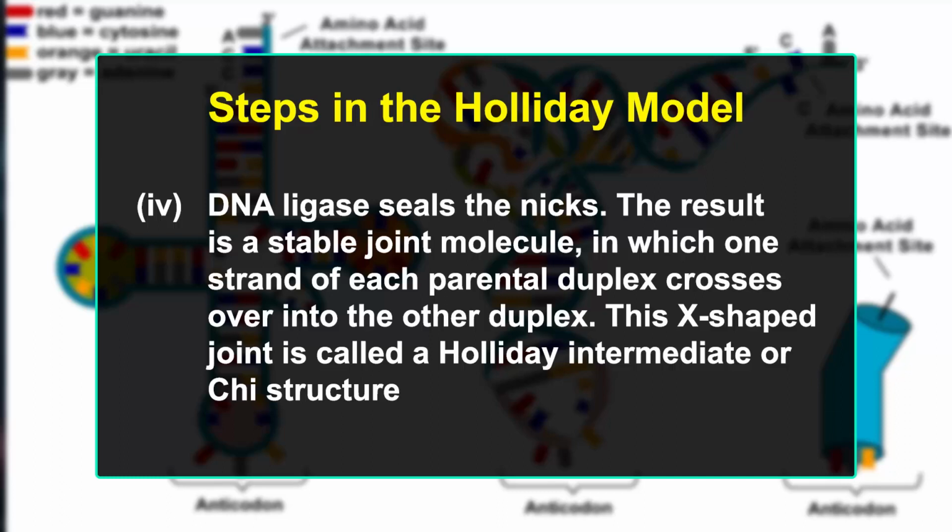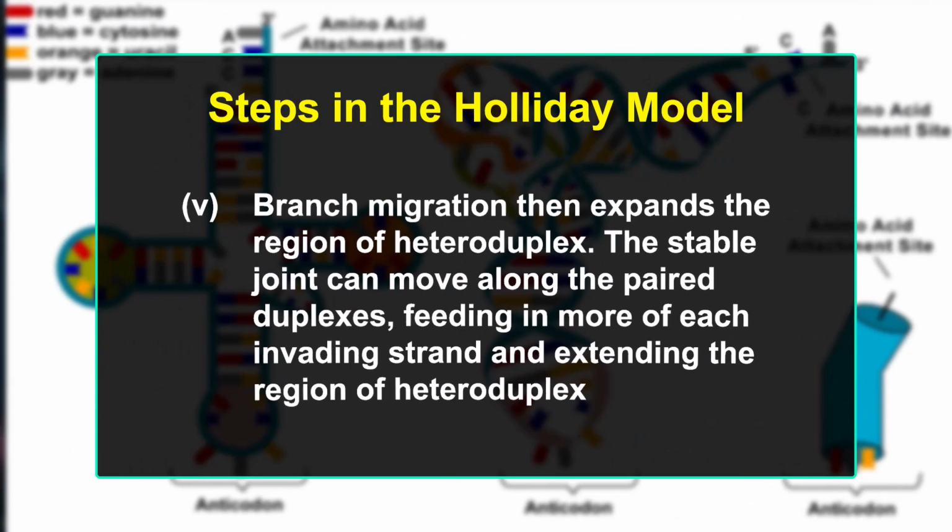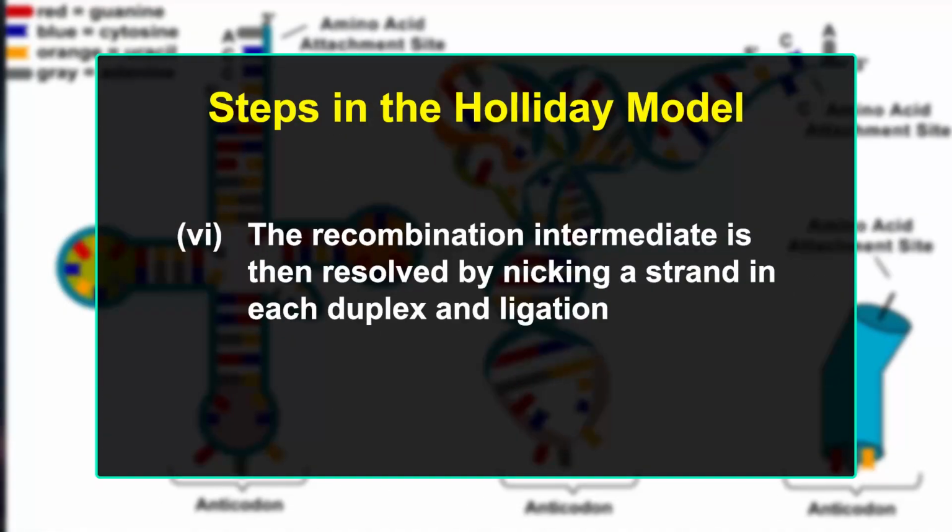This X-shaped joint is called a Holliday intermediate or chi structure. Branch migration then expands the region of heteroduplex. The stable joint can move along the paired duplexes, feeding in more of each invading strand and extending the region of heteroduplex. The recombination intermediate is then resolved by nicking a strand in each duplex and ligation.